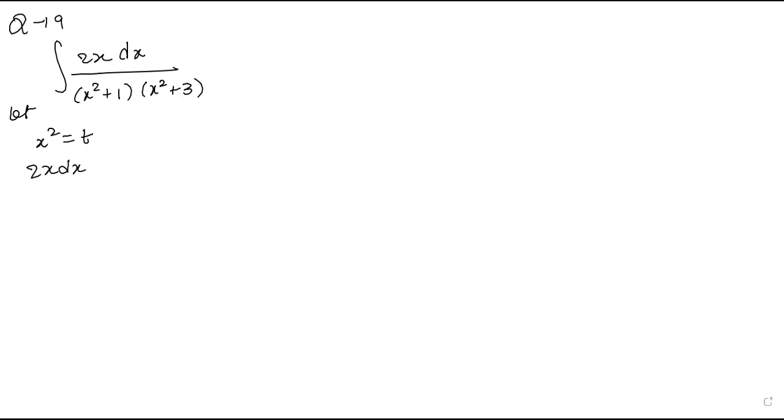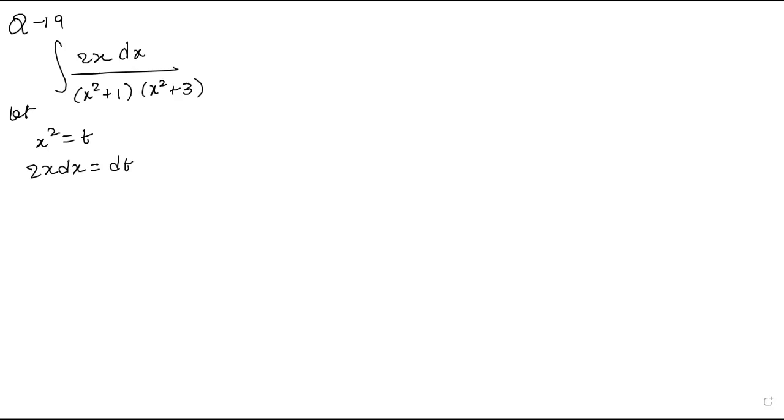Let's understand the 19th question. Integration 2x dx upon x square plus 1, x square plus 3. Mind well, here I will substitute this x square as t in integration only. So 2x dx will become dt. So no need to write it x dx. 2x dx is there.